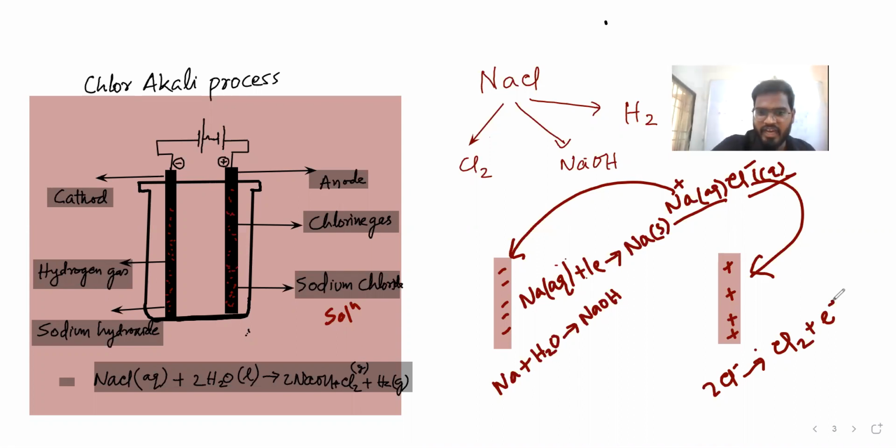So in that way, we will get NaOH as well as Cl2, and H2 will also come out. How? H2 will come out, so we will get H2 at the cathode. So these three products we will get here.